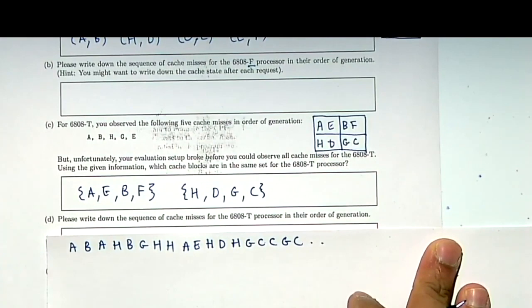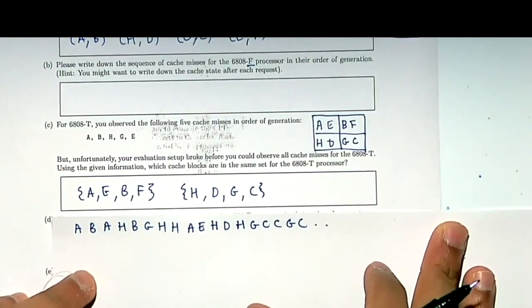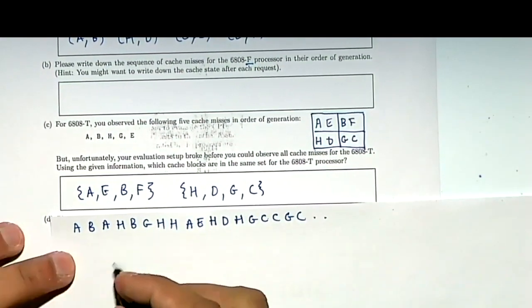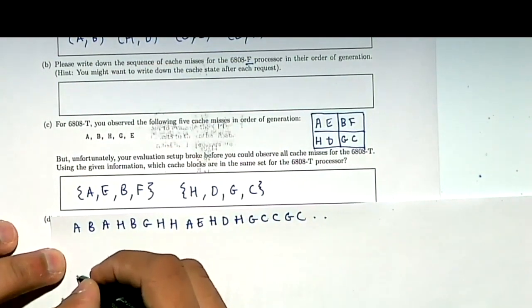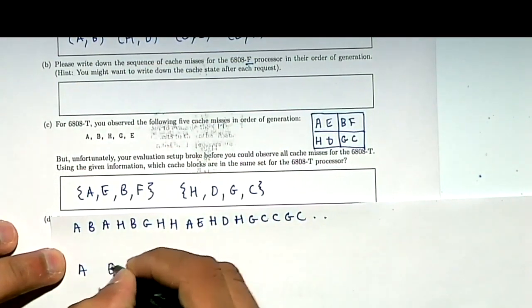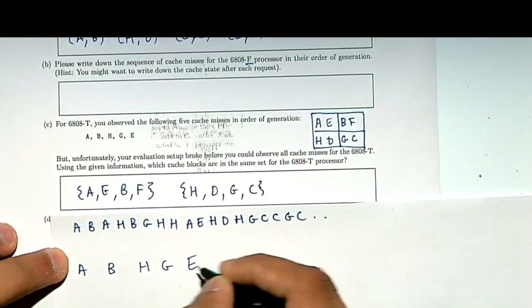Okay. Yeah, so let's go through this again. This one's a little interesting. So I'm going to do the same thing we did before, where I'm going to write this down here, and we're going to trace the misses. So we have A, B, H, G, E, which are our sequence of misses.